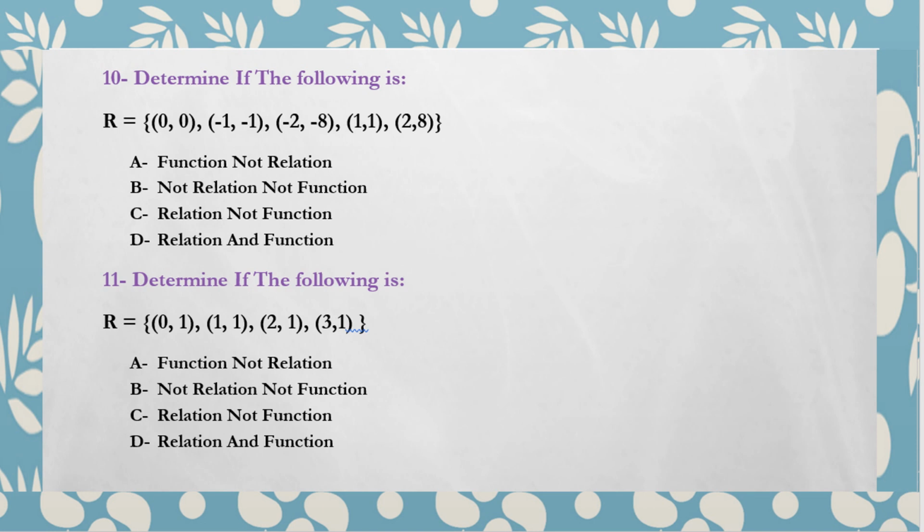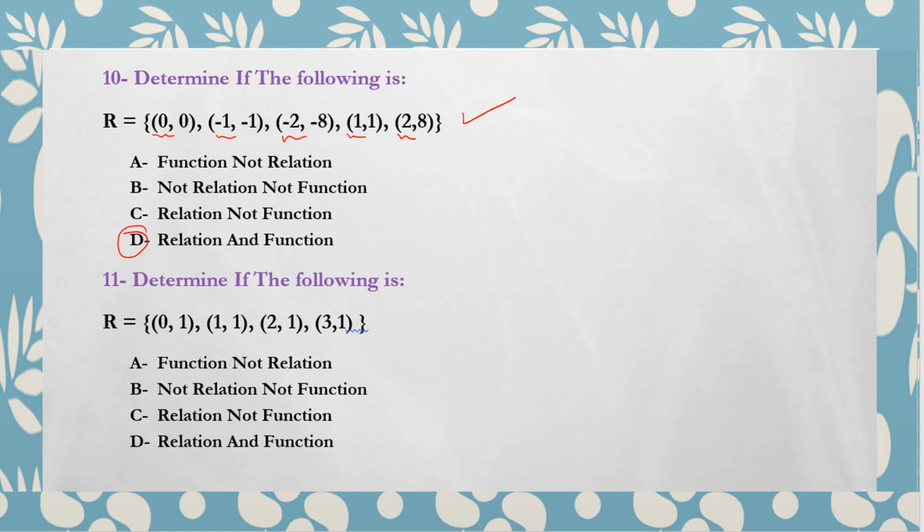Example 10, also determine if this is a relation and function. This is of course a relation in ordered pairs, and is this a function or not? By looking at the domain values, there are no repeated values, which means that no element in the domain corresponds to more than one element in the range. So this is a relation and a function, and the correct answer is D.